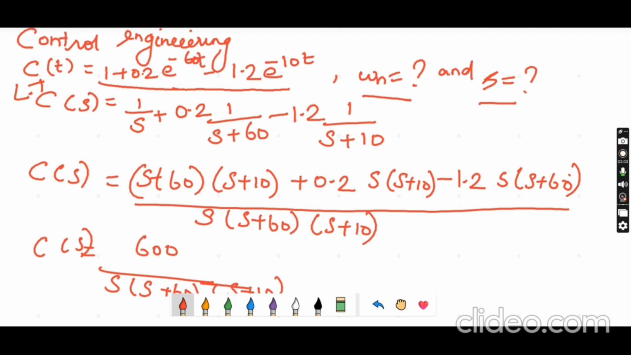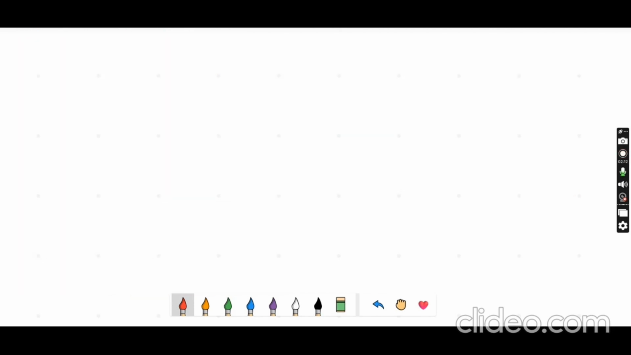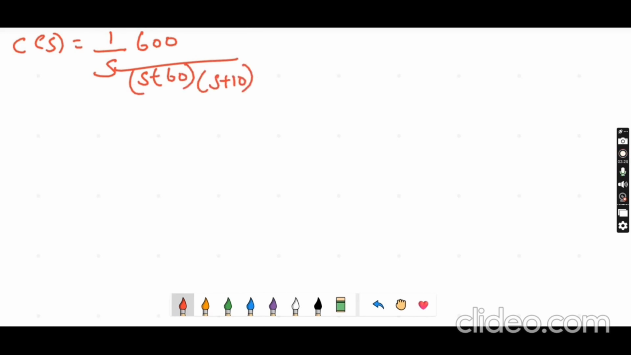Next step. So far we have got C of S, which is nothing but 600 divided by S into S plus 60 into S plus 10. Then the given information in the question is that the input is a unit step. So for the input unit step, we will have R of S as 1 by S. That is, the Laplace transform of 1 is 1 by S.